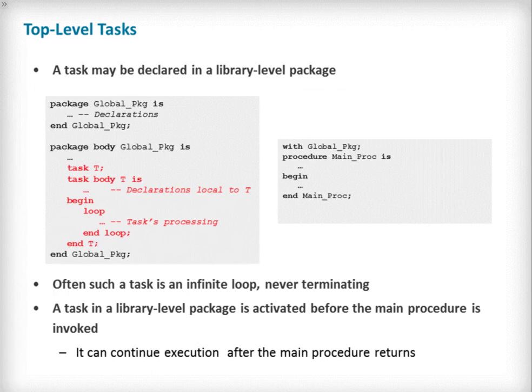Tasks are not necessarily declared in local scopes. Often the tasks are declared in top-level packages, also known as library-level packages, and in some applications this will always be the case. In such situations, a different set of rules for task activation and termination apply. Activation will occur just after the main procedure is invoked, and since the tasks do not depend on the main procedure, they can continue to execute even after the main procedure has returned.